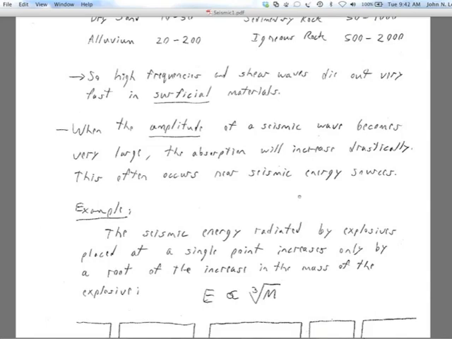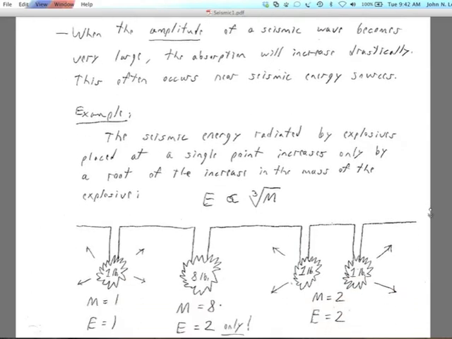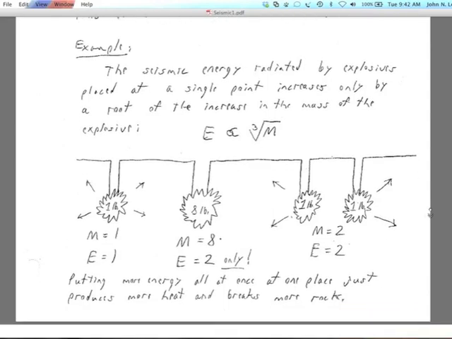we do get high amplitudes, strains of 10 to the minus 1. We get that right near our energy sources. As you can imagine, when you hit the ground with a hammer, you deform the ground. That's a lot of nonlinear absorption. You can crack the rocks. Another example of this is using explosions for seismic sources.